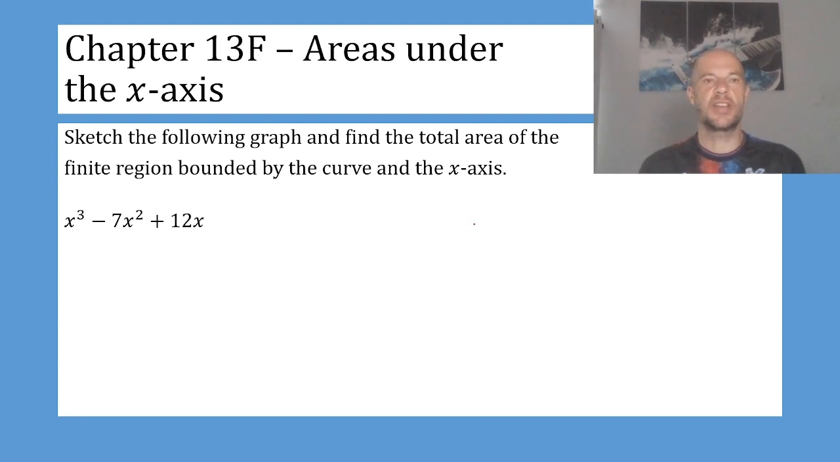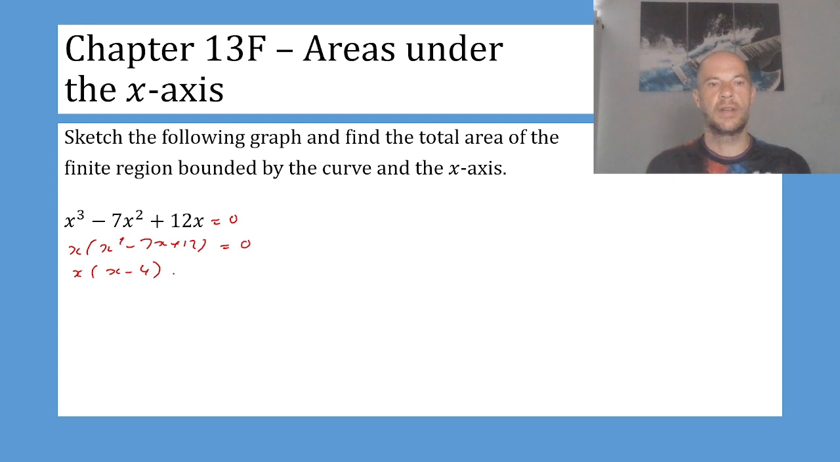So here's another example. This is a cubic. So sketch the following graph and find the total area of the finite region bounded by the curve and the x-axis. So we need to find the x-intercept. So let's factorise this. If we were to make it equal to 0, we've got x squared minus 7x plus 12 equals 0. So factorise the quadratic, that's going to be x minus 4, x minus 3. So therefore the solutions will be 0, positive 4 and positive 3.